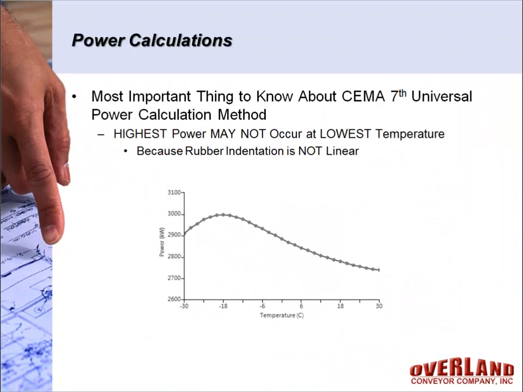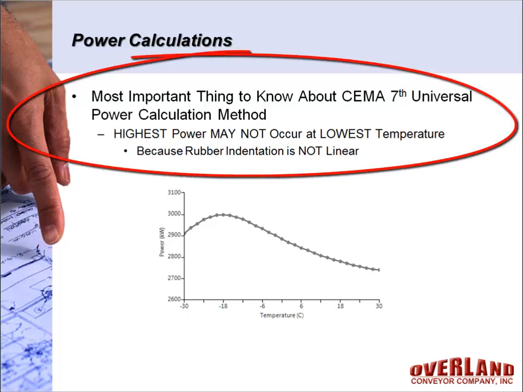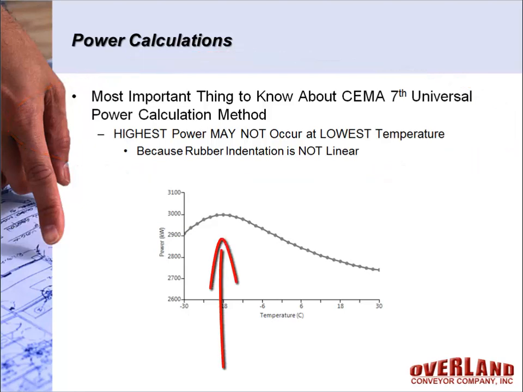Now, the most important thing we can tell you about the new CEMA 7 universal power method is that because of the non-linear nature of the rubber indentation, the highest power calculation may not be at the lowest temperature. As you'll see here in this plot, we have a temperature sweep between -30 and +30 C, and you can see here that the power actually goes up until we get to about -18, and then it starts going back down. And that's because most rubber indentation has a hump, and it will start going back down at the extreme low temperatures. So this is very important. We can't just look at the highest temperature and the lowest temperature anymore. We have to have a way to look at a sweep and actually find the worst case temperatures for our calculations.